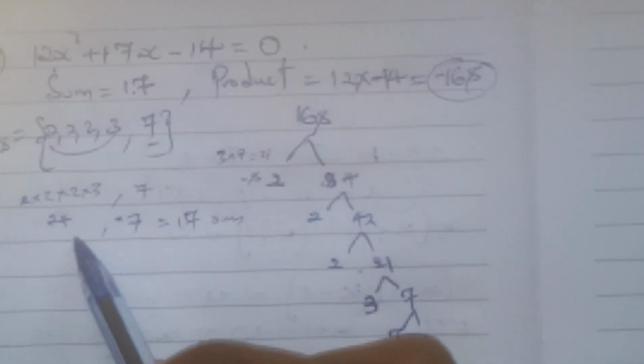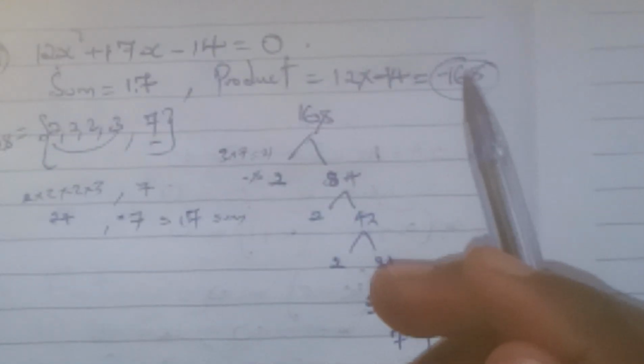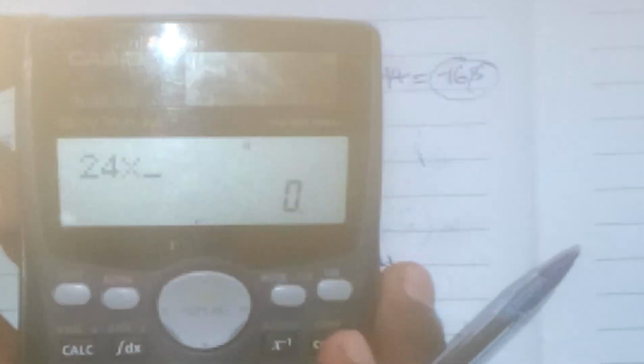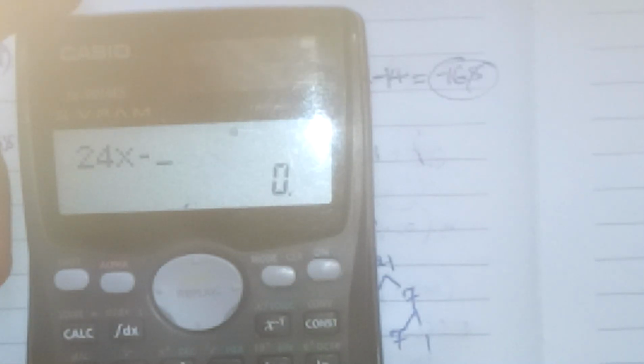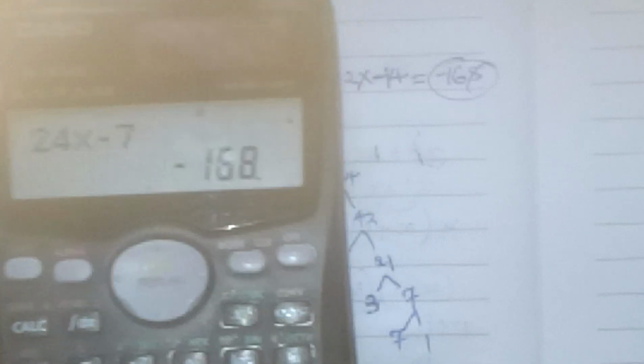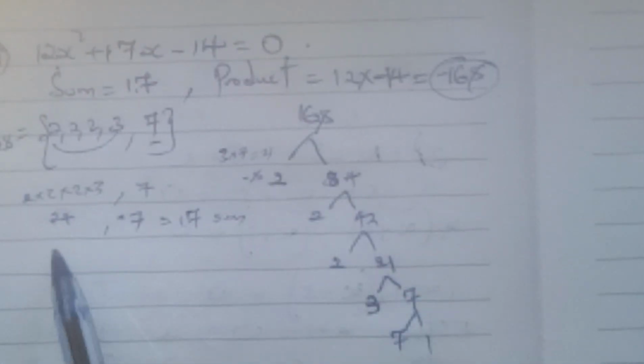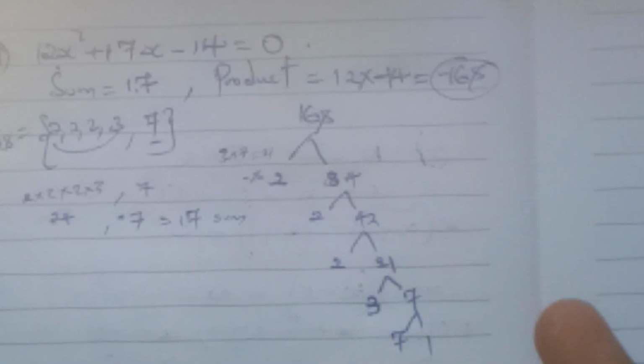That's for the sum. Then if we multiply 24 by negative 7, what will we end up with? 24 times negative 7 will be negative 168. So you can realize that 24 and negative 7 is a perfect combination that can bring about our sum and product.